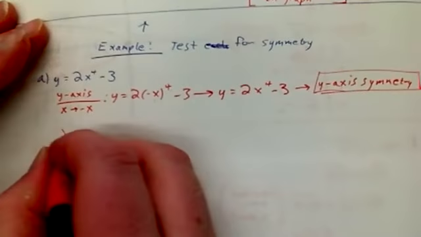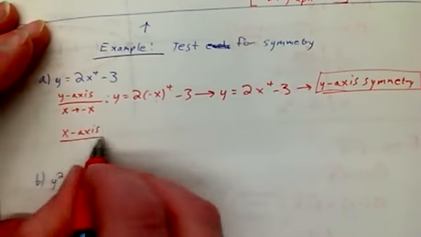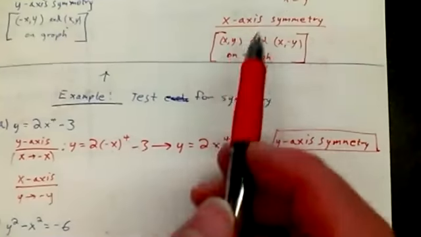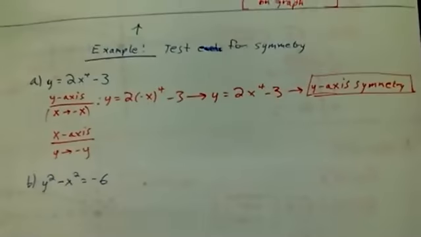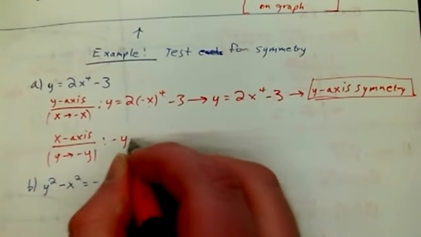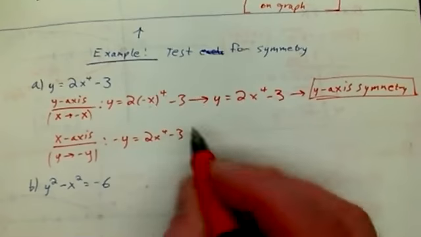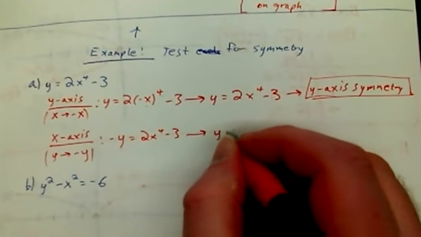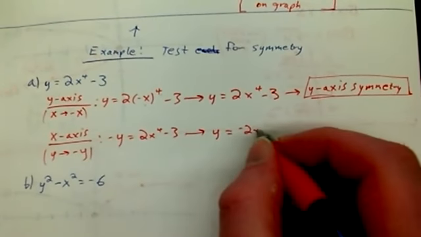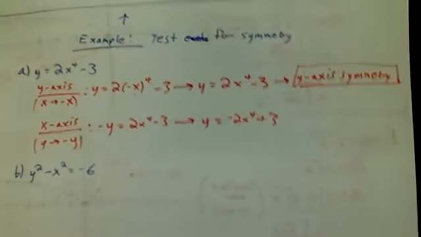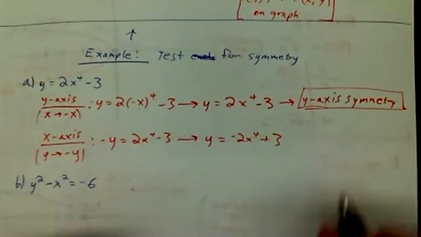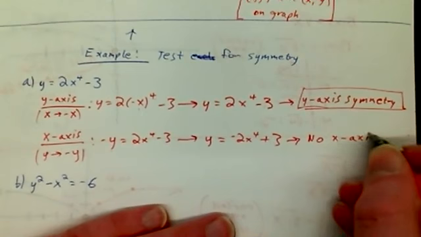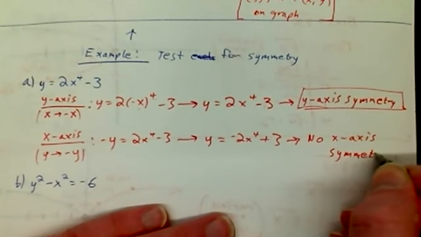The next thing I want to check for is x-axis symmetry. So for x-axis symmetry, I have to replace y with negative y, right? That's what we talked about up here, okay, for x-axis symmetry. So this tells me that negative y equals 2x to the fourth minus 3. What I'm going to do is I'm going to resolve this for y. Multiply both sides by negative 1 to get this. y equals negative 2x to the fourth plus 3. Notice that that is not the same. If it's not the same, it has no symmetry, so no x-axis symmetry. That's how we check these.